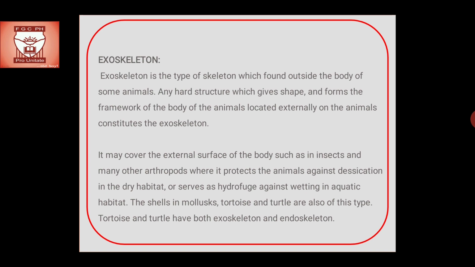Exoskeleton is one of the types of skeleton. Exoskeleton is the type of skeleton which is found outside the body of some animals. Any hard structure which gives support and forms the framework of the body of the animal, located externally on the animal, constitutes the exoskeleton.